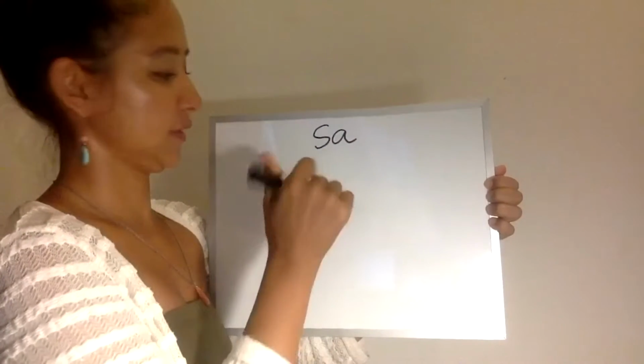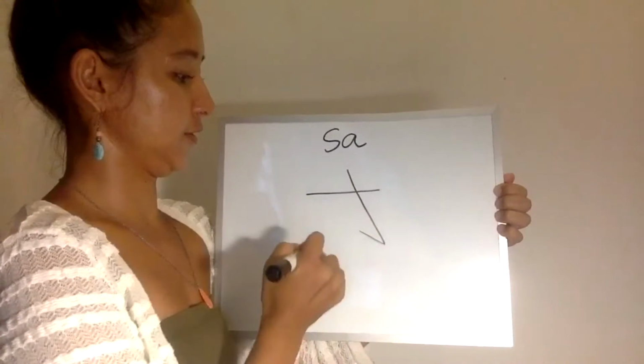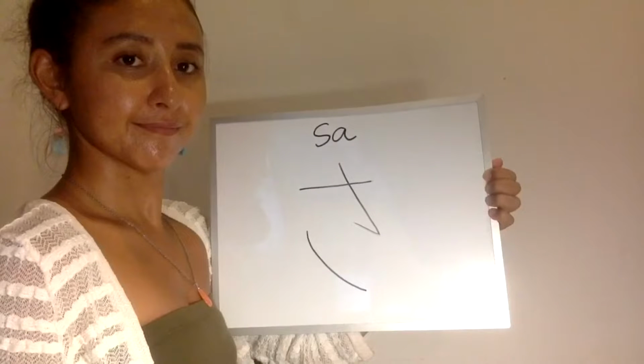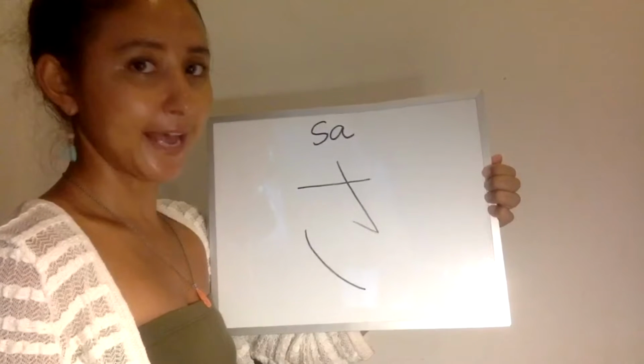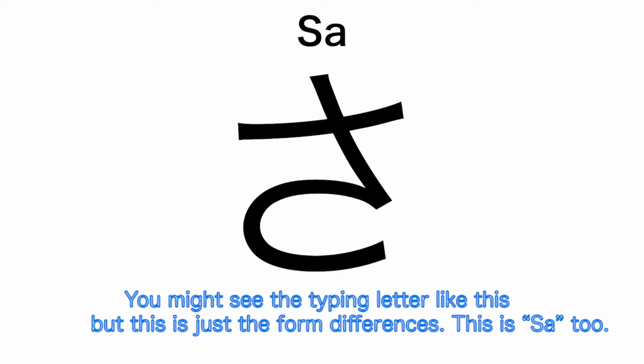Let's practice together. It's sa. 1, 2, 3. Sa, sa. You might see the typed letter like this, but this is also sa.